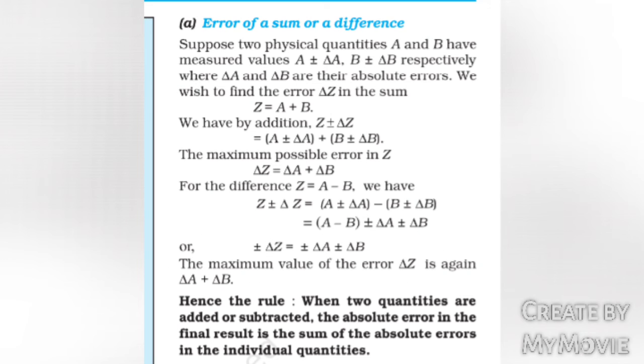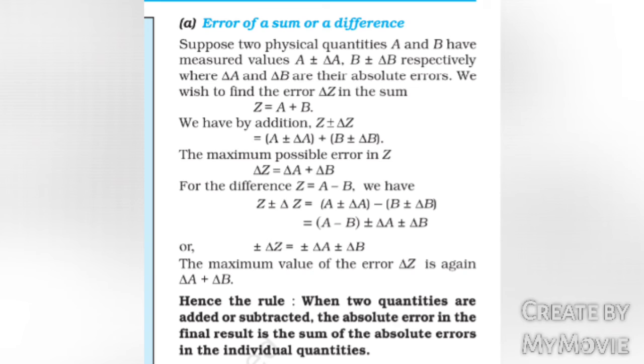A. Errors of a sum or a difference. Suppose two physical quantities A and B have measured values A ± ΔA, B ± ΔB respectively, where ΔA and ΔB are their absolute errors. We wish to find the error ΔZ in the sum Z equals A plus B. We have by addition Z ± ΔZ equals A ± ΔA plus B ± ΔB. The maximum possible error in Z, ΔZ equals ΔA plus ΔB.